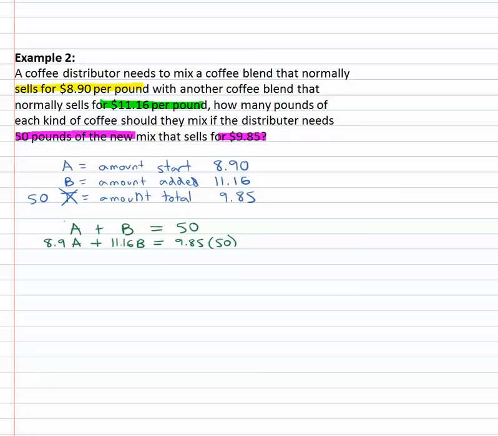Again, we're set up to use elimination or addition, so let's do that. Let's multiply the first equation by -8.9 on both sides. That's going to give us -8.9a minus 8.9b equals -50 times 8.9. The other equation, 8.9a plus 11.16b equals 9.85 times 50, and that's going to be 492.5. Whoops, 50 times 8.9 is negative 445.